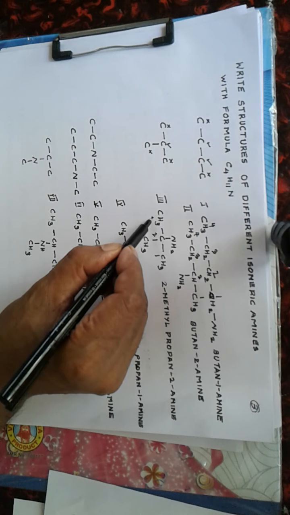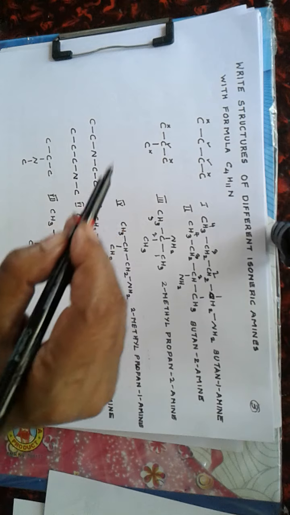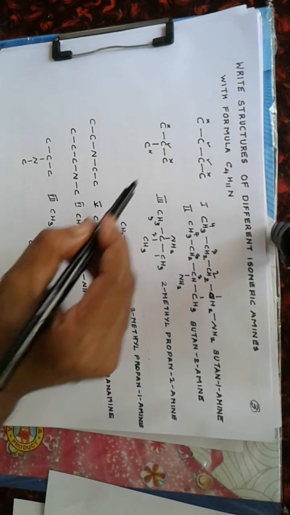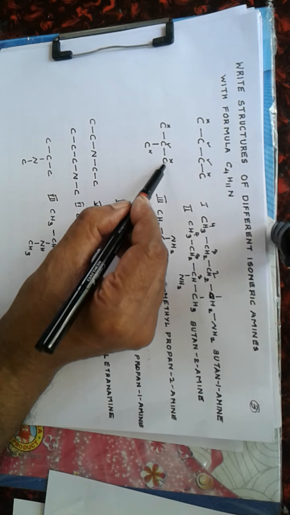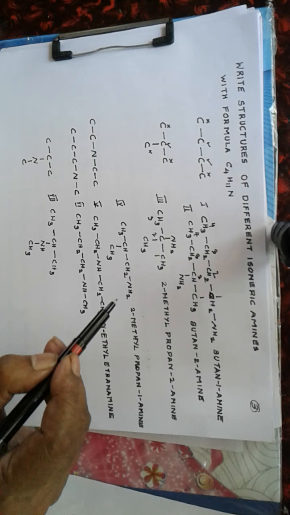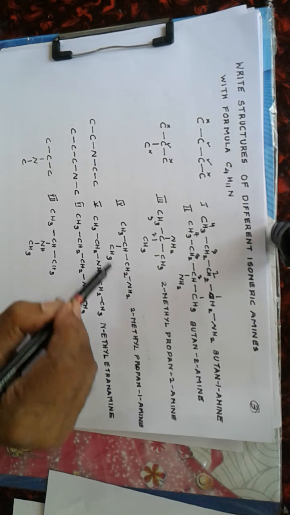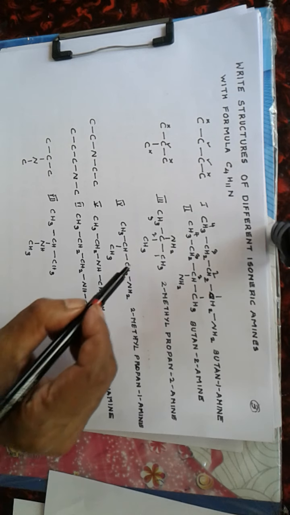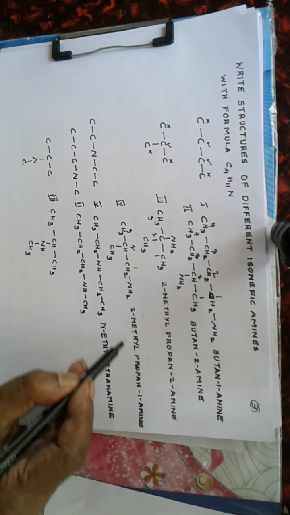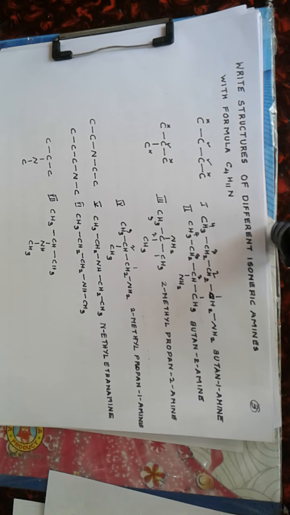Numbering 1, 2, 3, where the amino group is connected to this carbon, it is 2-methylpropan-2-amine. Then we can connect the amino group to either of these carbons, so that we get CH3CH(CH3)CH2NH2, and it is 2-methylpropan-1-amine.